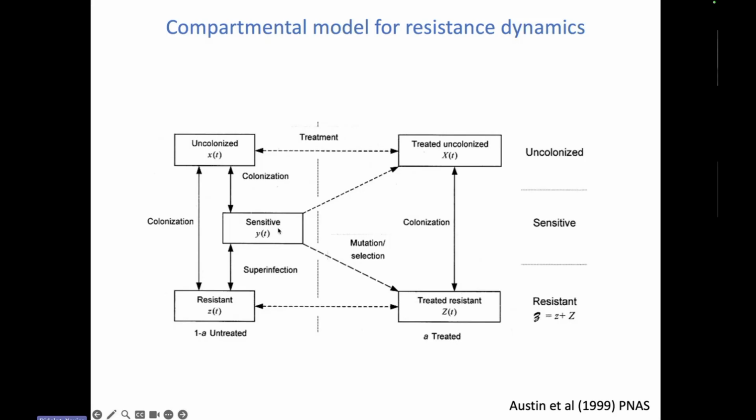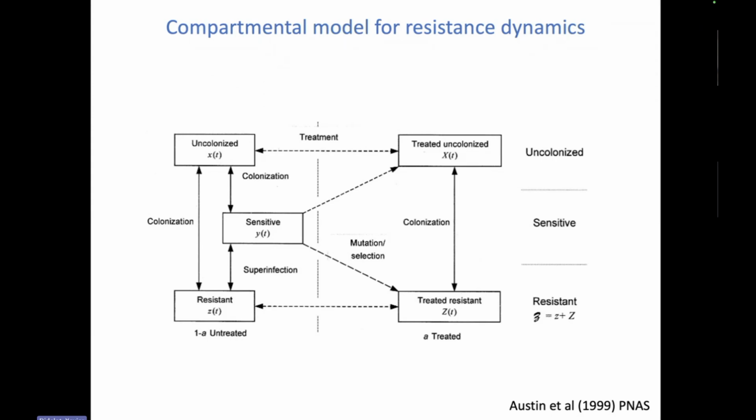That's quite unlikely, I guess, but we know it can happen. But the key difference is that for the resistant strain, treatment is not going to cure it. So instead of becoming uncolonized, we move to this treated resistant compartment. So it's probably the simplest model you can have, with just 5 compartments, that models how people become infected with either the resistant or the sensitive strain.